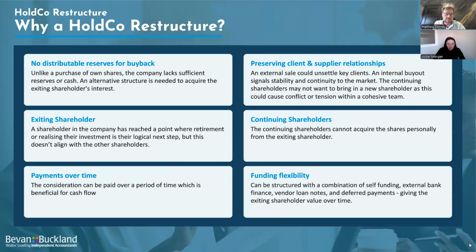So again, why would you do it? Similar reasons to that with the purchase of own shares: unhappy shareholders, people looking to retire, following death, inheritance. But the most common trigger for this route is therefore when you don't have the distributable reserves to do that purchase of own shares in a buyback.